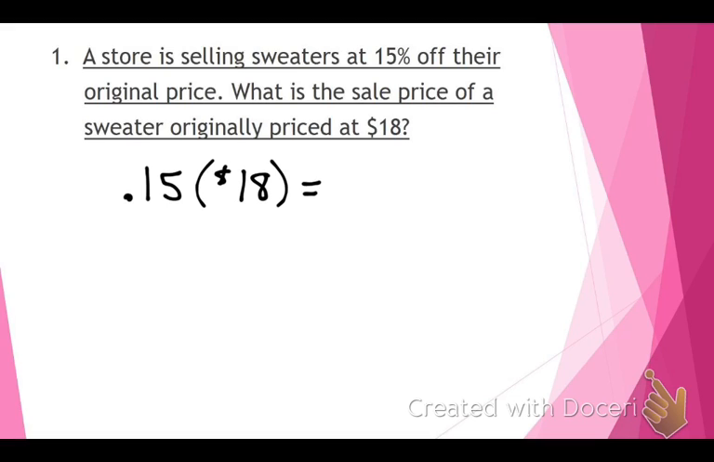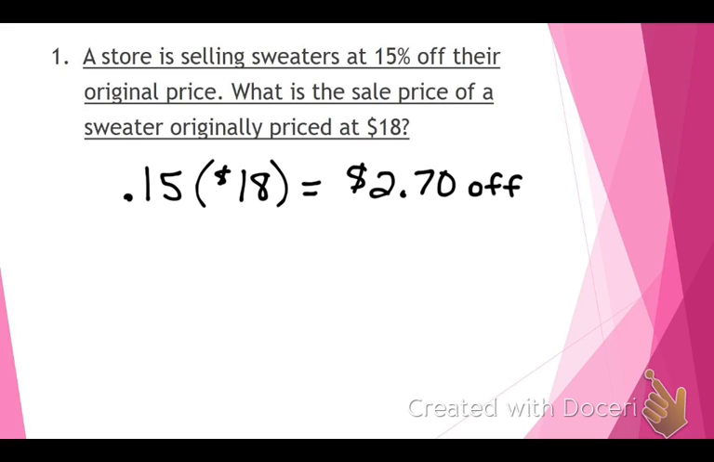What do you get? $2.70. Now, is this the cost of the sweater? No. What does that $2.70 mean? That's the discount. So we are taking $2.70 off of the price. Okay? But the question did not ask me what was the discount. It asked me what's the sale price.